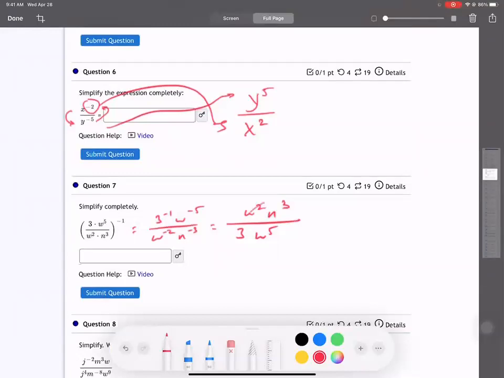I have two w's here, and I have 5 on the bottom. We end up with n cubed, 3w. I have 3 more on the bottom.